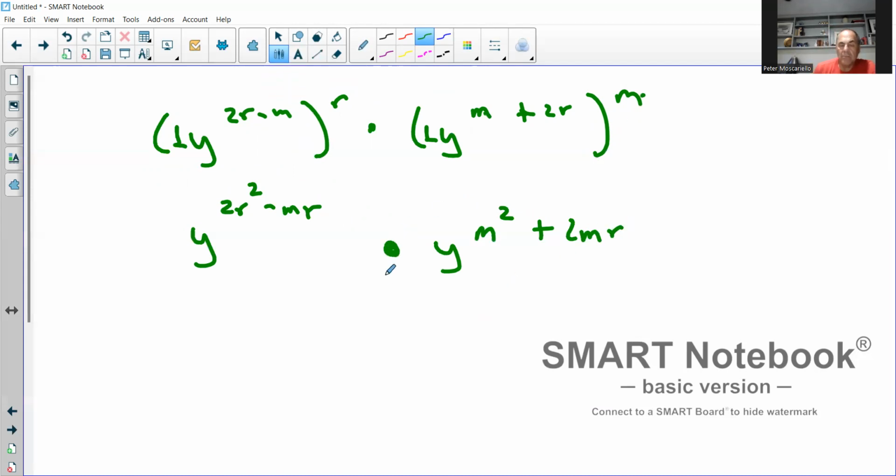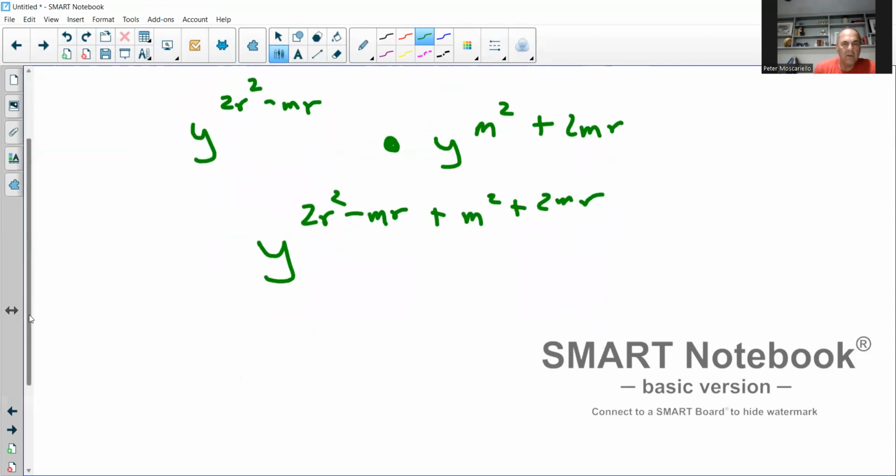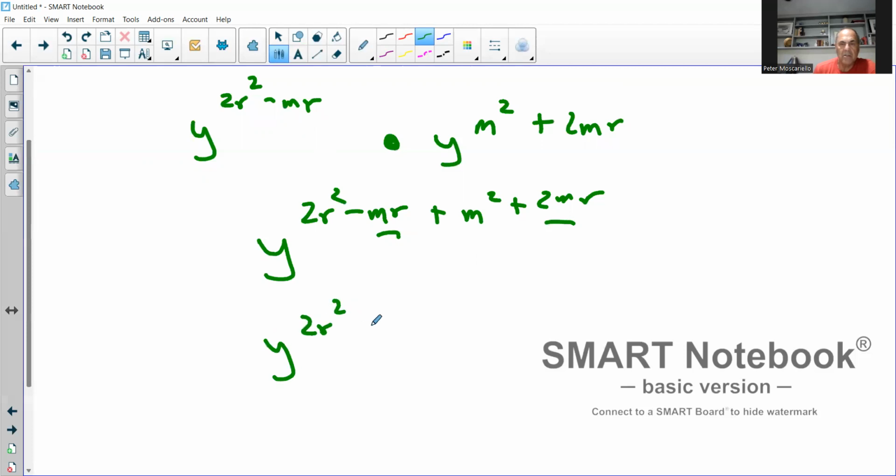Now it's a multiplication problem. What do you do? You multiply coefficients. It's still 1, you don't need to write it. So y to the, add exponents: 2r squared minus mr plus m squared plus 2mr. So again, 2r squared minus mr plus m squared plus 2mr. Any like terms here? Yep. So y to the 2r squared plus 1mr plus m squared.